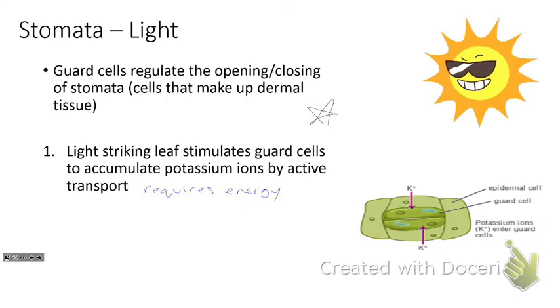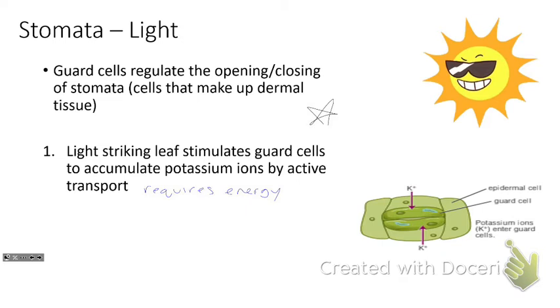What direction does active transport push things in? High concentration to low concentration? No, other way around, right? Low concentration to high concentration, okay? So inside these actual guard cells, there's going to be higher potassium concentration relative to its external environment, okay? So that requires energy. So that is done by active transport, okay?